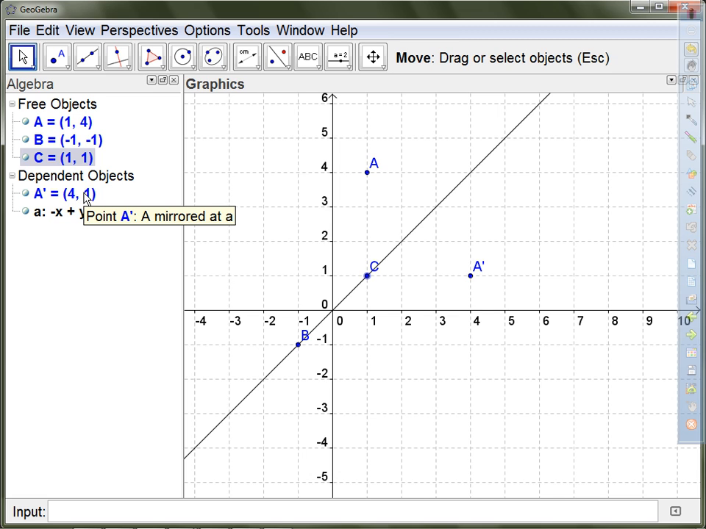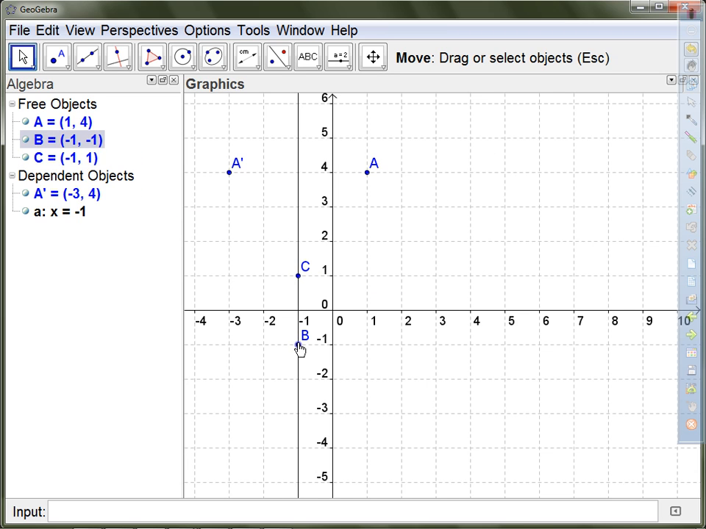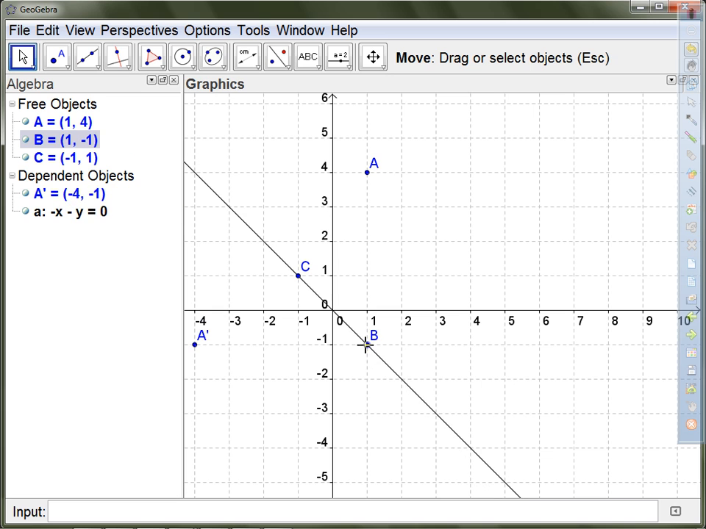So if I'm going to take a point and reflect it over the line y is equal to x, I'm just going to invert the coordinates. Well, let's look at what happens. Similarly, if I reflect over the line y is equal to negative x.